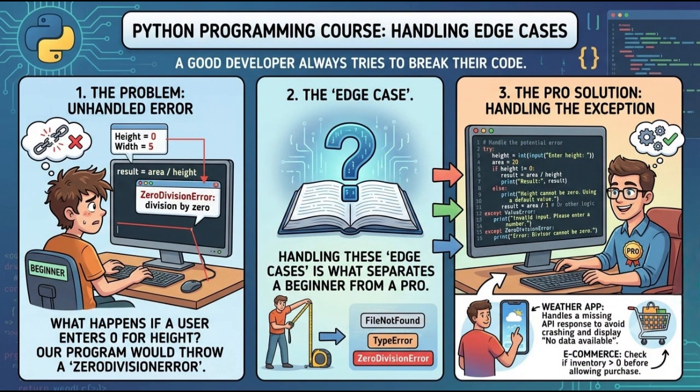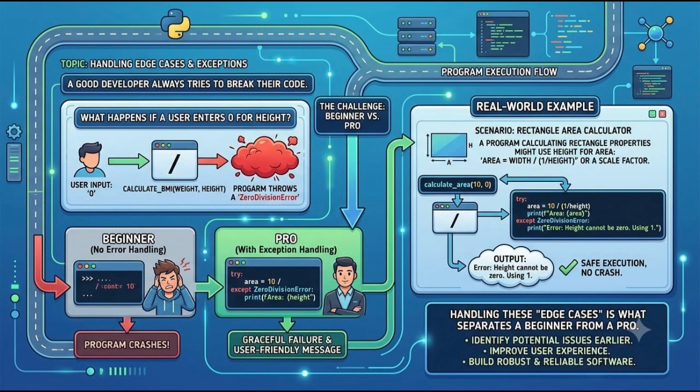A good developer always tries to break their code. What happens if a user enters 0 for height? Our program would throw a zero division error. Handling these edge cases is what separates a beginner from a pro.